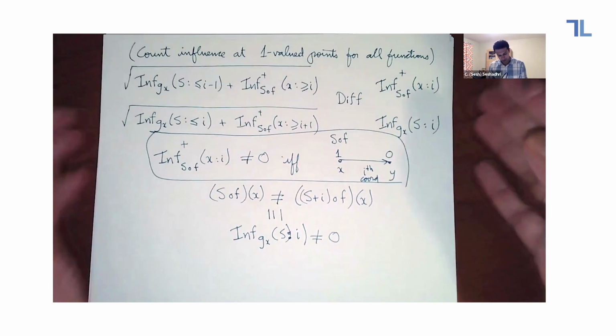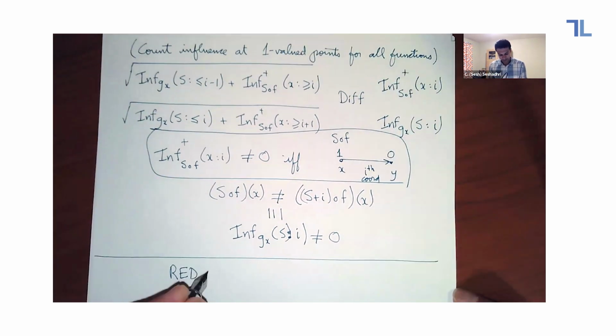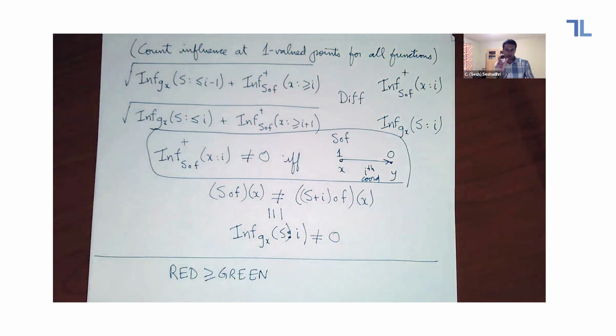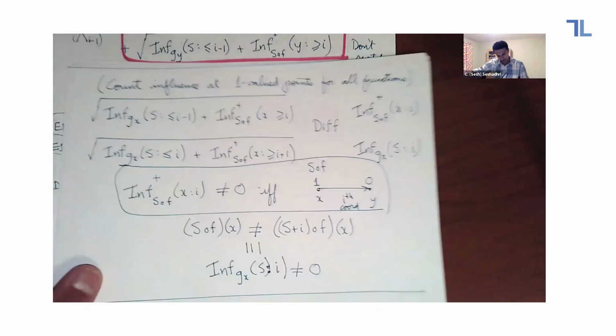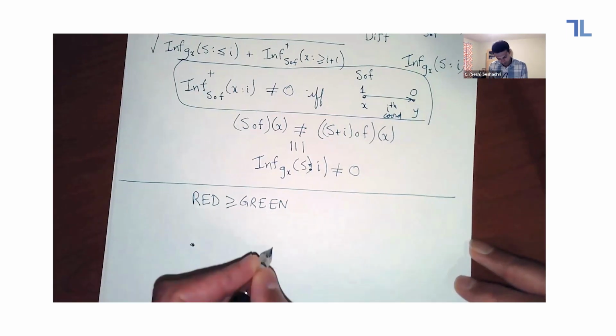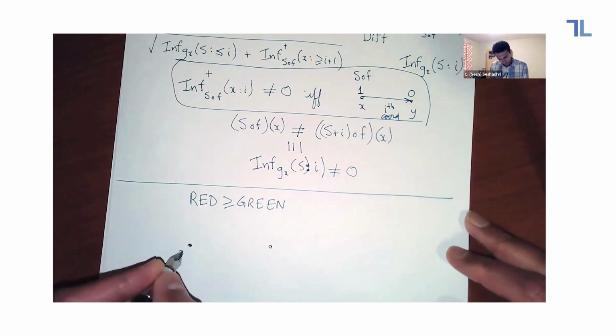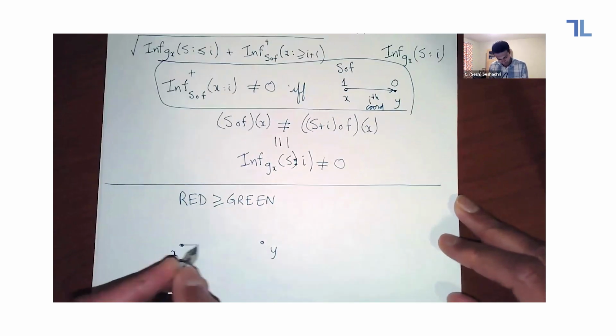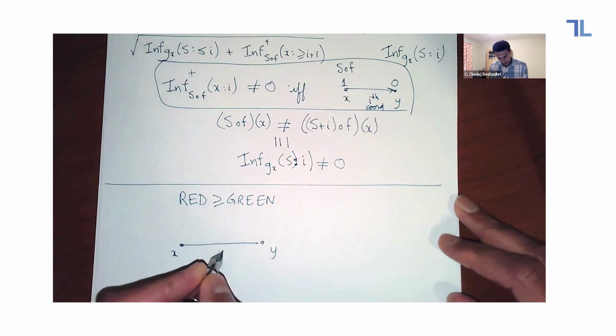Okay. So now let me do the red is greater than the green. So we're now coming to the stage where the right pictures should hopefully do it. So I'm going to draw the red as follows. I'm going to draw a picture here and then I'm going to look at x and y. So remember, this is the ith dimension.